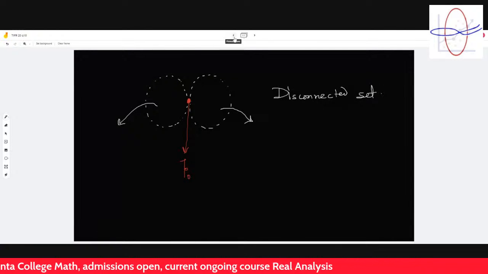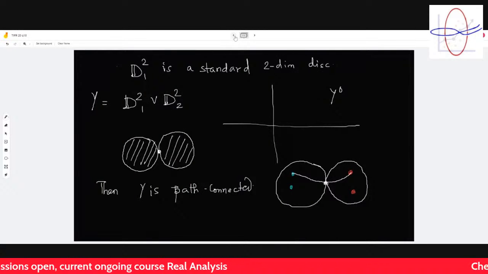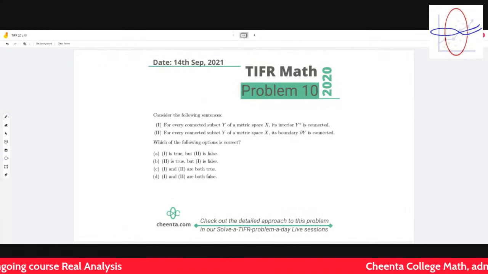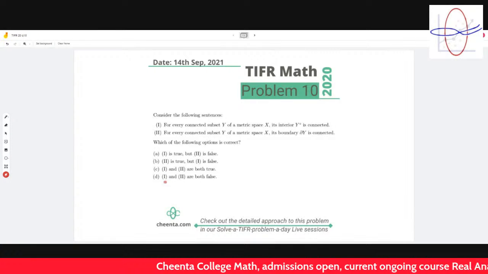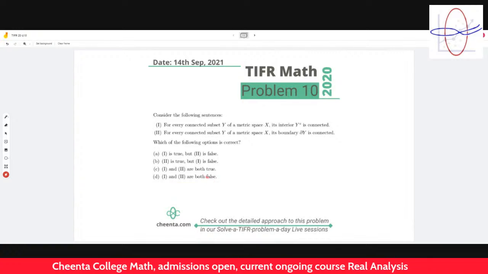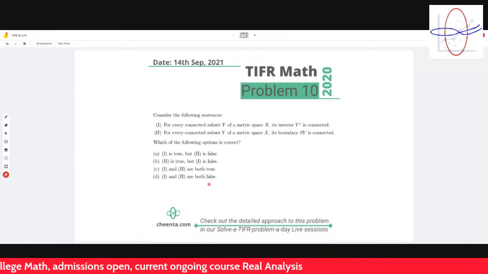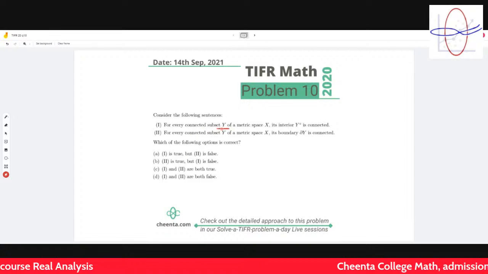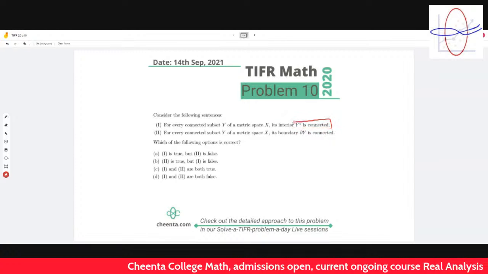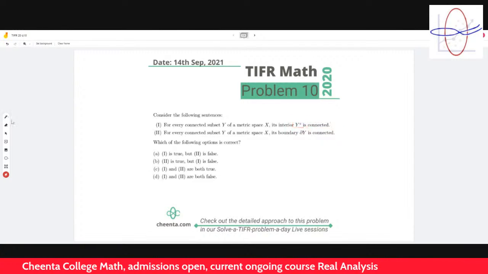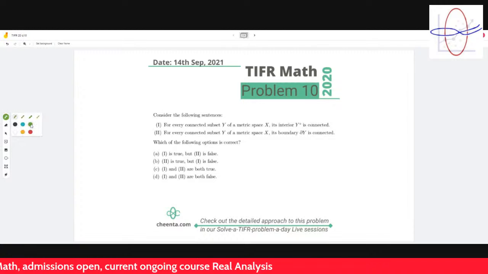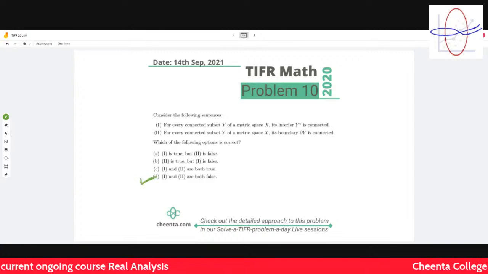So from here, what you can say is that both of these statements are false. For two, I have a very basic example, and for one, what did we construct? We constructed a subset which was even path connected, but the interior is not even connected. Right? So both of these options are false, and that's the answer.